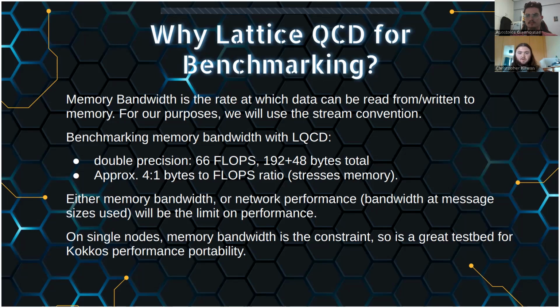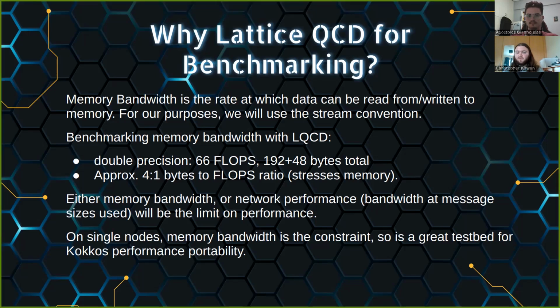So, for example, in double precision, we have 66 floating point operations per site, but we have 192 bytes read out of memory, and then we have 48 bytes written into memory for each site. So this is approximately a 4-to-1 byte to flop ratio, and this stresses memory quite heavily. So either memory bandwidth or network performance, such as internodal communications like InfiniBand, are the main two limits on performance in Lattice QCD.